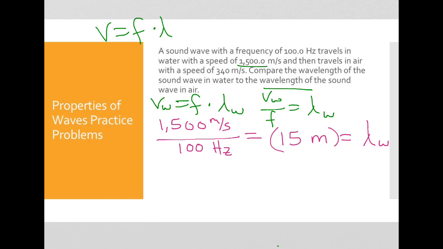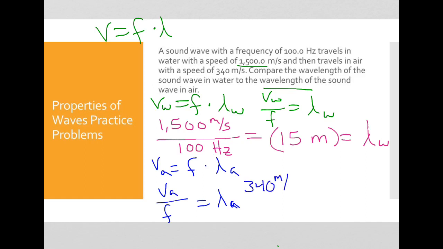Similarly, my speed in air is equal to my frequency times my wavelength in air. I can also do my speed in air divided by my frequency equals my wavelength in air. So my speed in air was 340 meters per second. My frequency was again 100 hertz. Therefore, my wavelength in air is 3.4 meters.